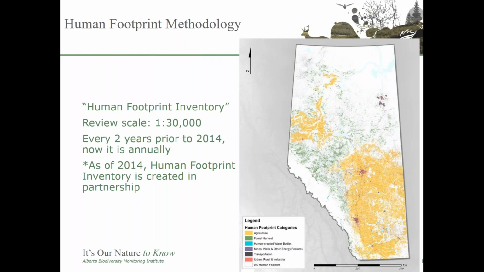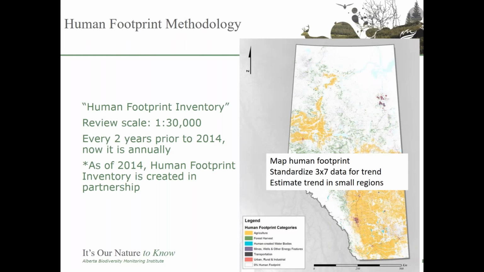The second product I'll speak about is the human footprint inventory. To measure human footprint at the provincial scale, ABMI merges 20 human footprint sublayers based on 115 feature types into a single integrated layer by applying a specific order of precedence to create the ABMI human footprint inventory. The 3 by 7 kilometer trend data estimates I mentioned in the previous slide are standardized using the human footprint inventory.